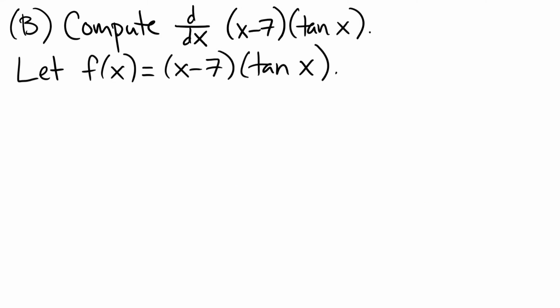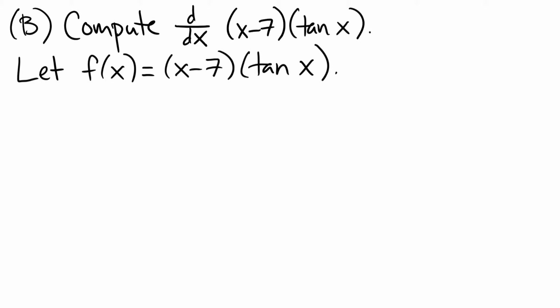Here's our next example. Computing the derivative of the product, x minus 7 multiplied by tan x. Here in step 0, where we're deciding what to do, we could decide to use the product rule, or we could decide to use logarithmic differentiation. Since I'm trying to demonstrate that method, I'm going to go ahead and use logarithmic differentiation.